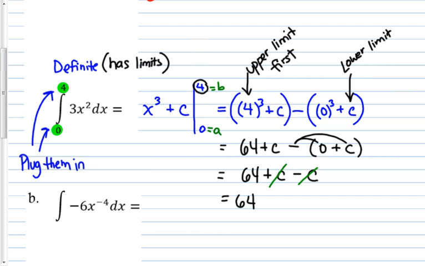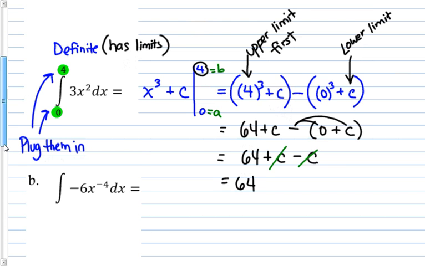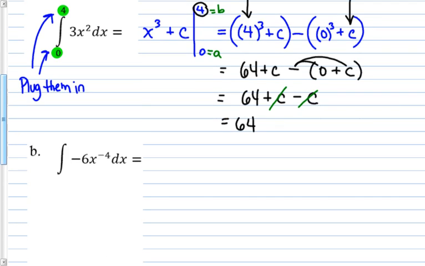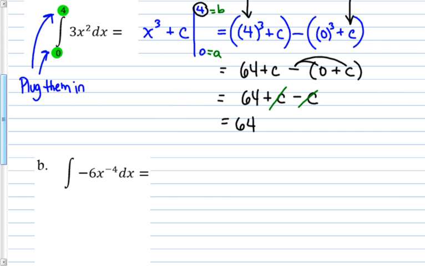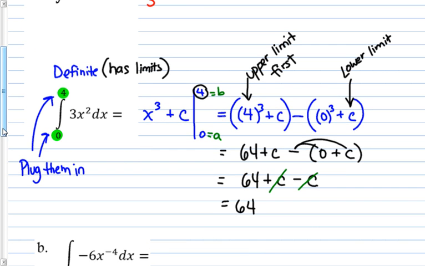Okay? The definite integral. I know what the answer is. The answer is 64, and I know that for a fact. I don't have to guess at the constant of integration because they cancel each other out. And they always will. And since they always do, when you do definite integrals, I really do not expect you to write plus c because they do cancel out.